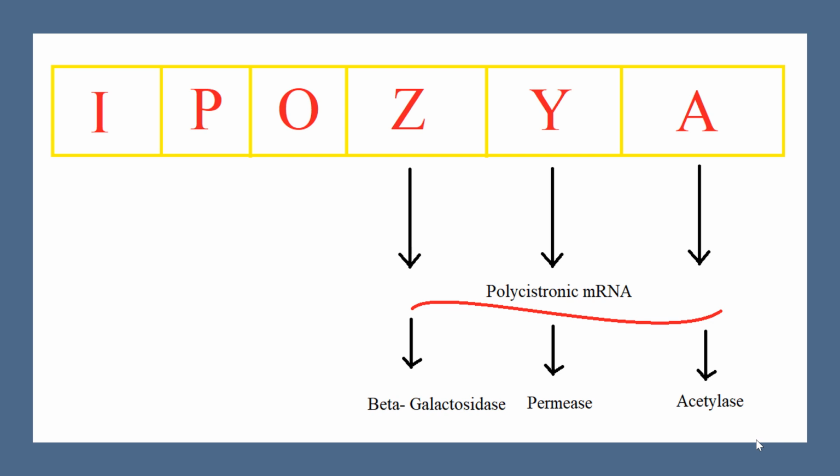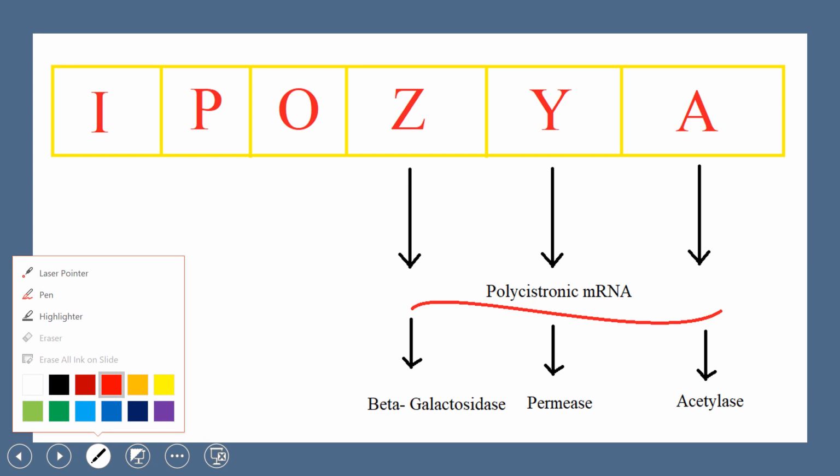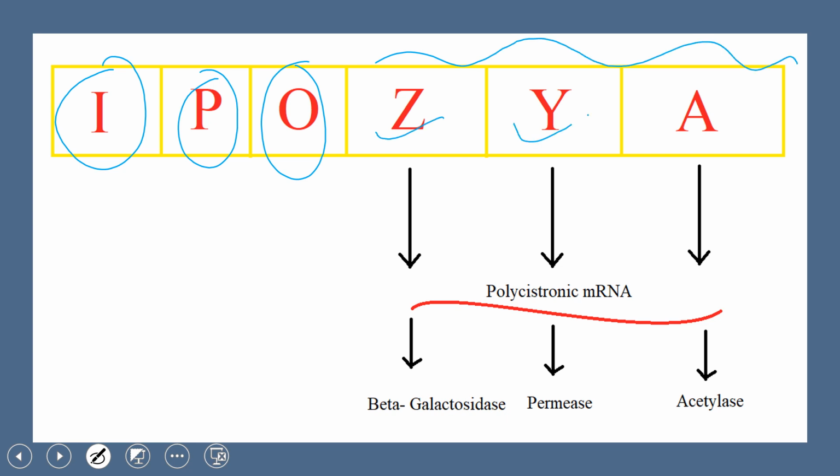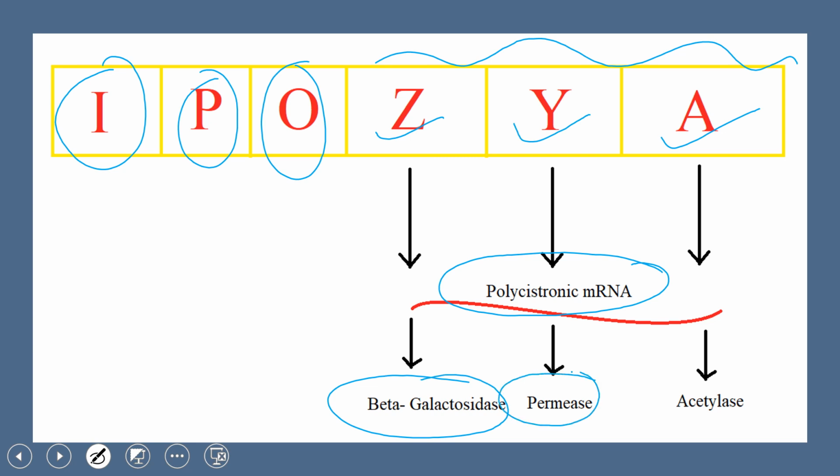If you look here, this is the Lac Operon gene. I represents the regulatory gene. P represents the promoter gene. O represents the operator gene, and these three are the structural genes called Z, Y and A. If there is transcription of these structural genes, it will form the polycistronic mRNA, and after the formation of the polycistronic mRNA, it will go to the translation process and form the beta-galactosidase, permease and the acetylase.